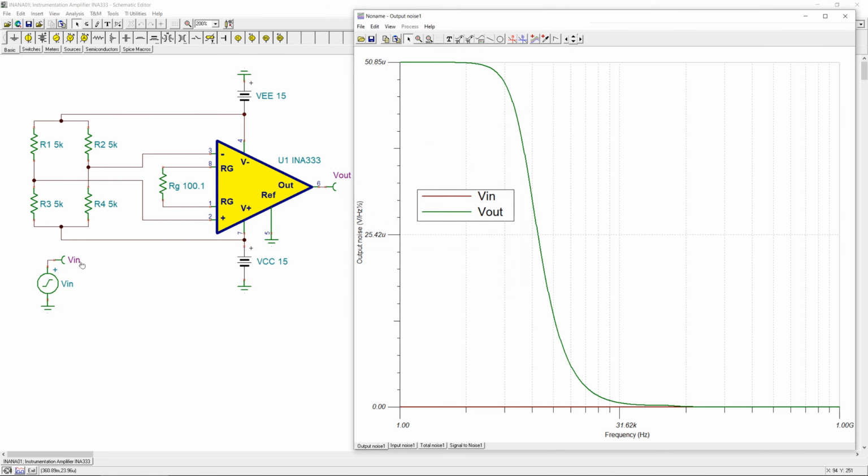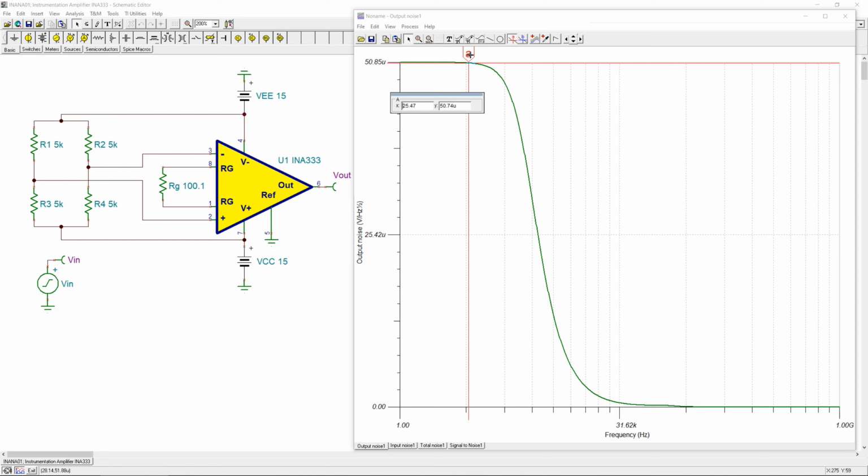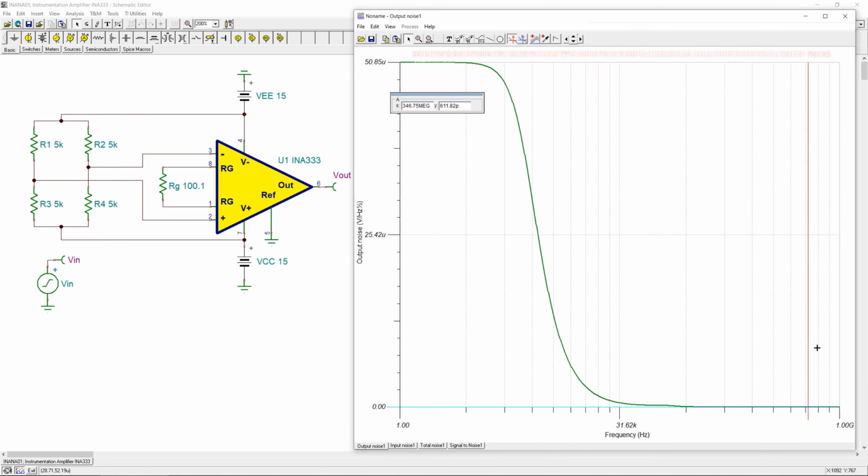So we just ignore this, and also for this case, and also for the signal noise ratio. Okay, this is the output noise voltage spectral density. You can see it is 50.85 microvolts per root hertz. It will then approach 0 due to the frequency limiting of this instrumentation amplifier. You can see that by looking at the cursor.